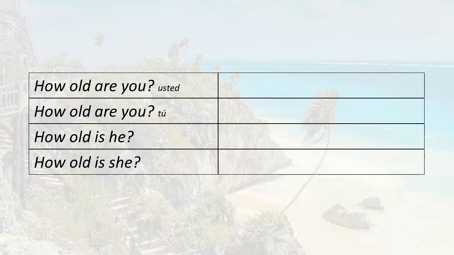Okay, now let's learn how to ask the question, how old are you? Using usted, you literally have to say, how many years do you have? So the question is, ¿cuántos años? ¿Cuántos, how many years have you, literally? ¿Cuántos años tiene usted? And of course, this means how old are you?